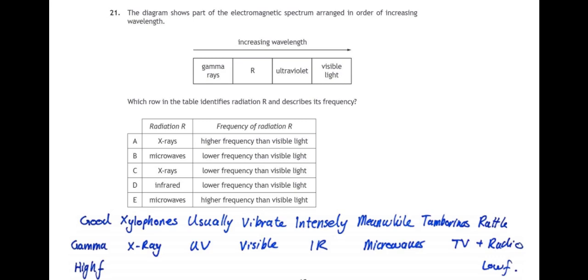So, the bit of the spectrum that we're looking at here is gamma rays through to visible light. And the missing one at R is X-rays. Now, if the wavelength is increasing as we go from left to right, then the frequency is decreasing as we go from left to right, or indeed increasing as we go from right to left. So gamma rays has the highest frequency, and then X-rays, and then ultraviolet, and then visible. So the X-rays have a higher frequency than visible light. Answer A.